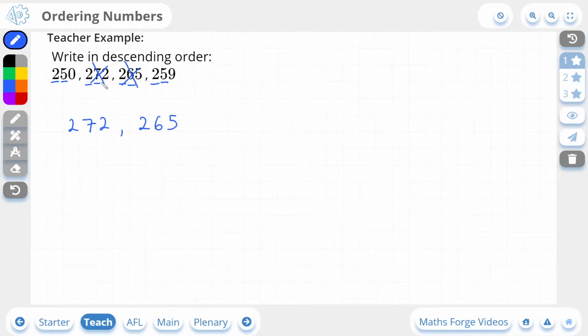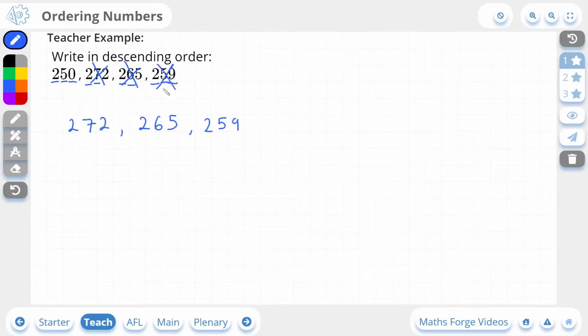Now when we go back to look at the tens column, we can see that they are both 5. So we still can't tell which one is larger. So now I'm going to go to the units column. The 250 has a 0 and the 259 has a 9. So the 259 is larger. So that's the number I write next, 259.